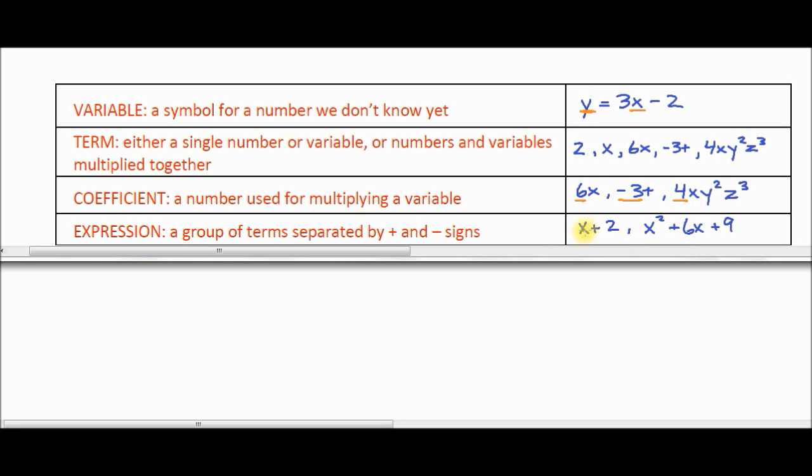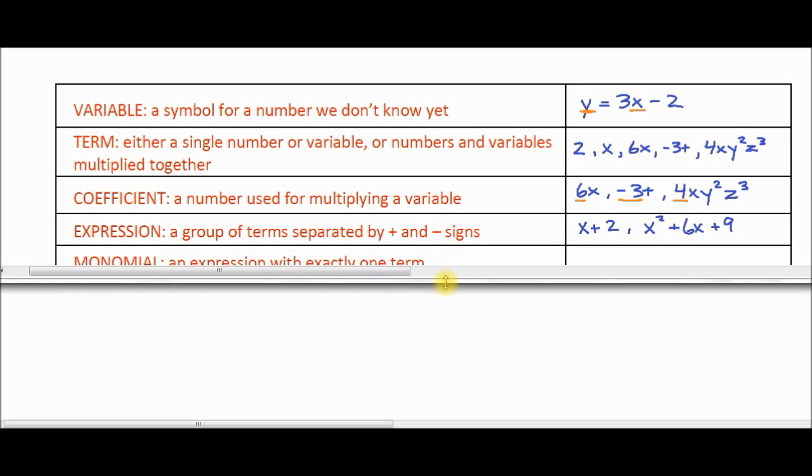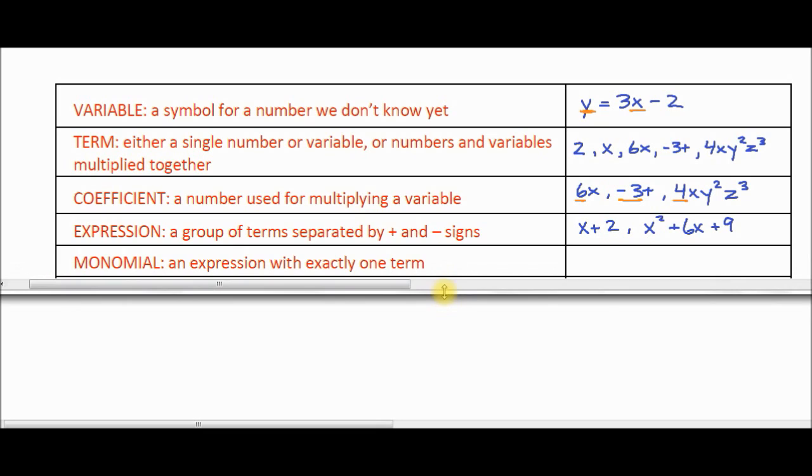These are expressions. x plus 2 is an expression. x squared plus 6x plus 9 is an expression. It is just a group of terms. All right, let's go to the next one. Now we'll get into stuff we're covering in this unit.